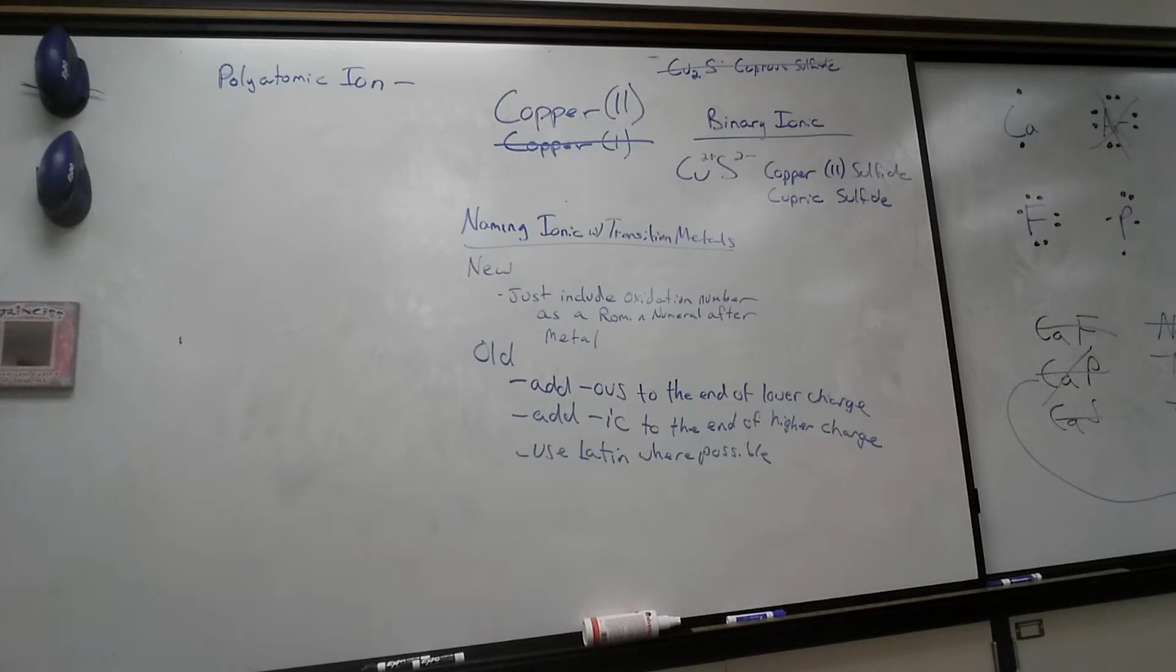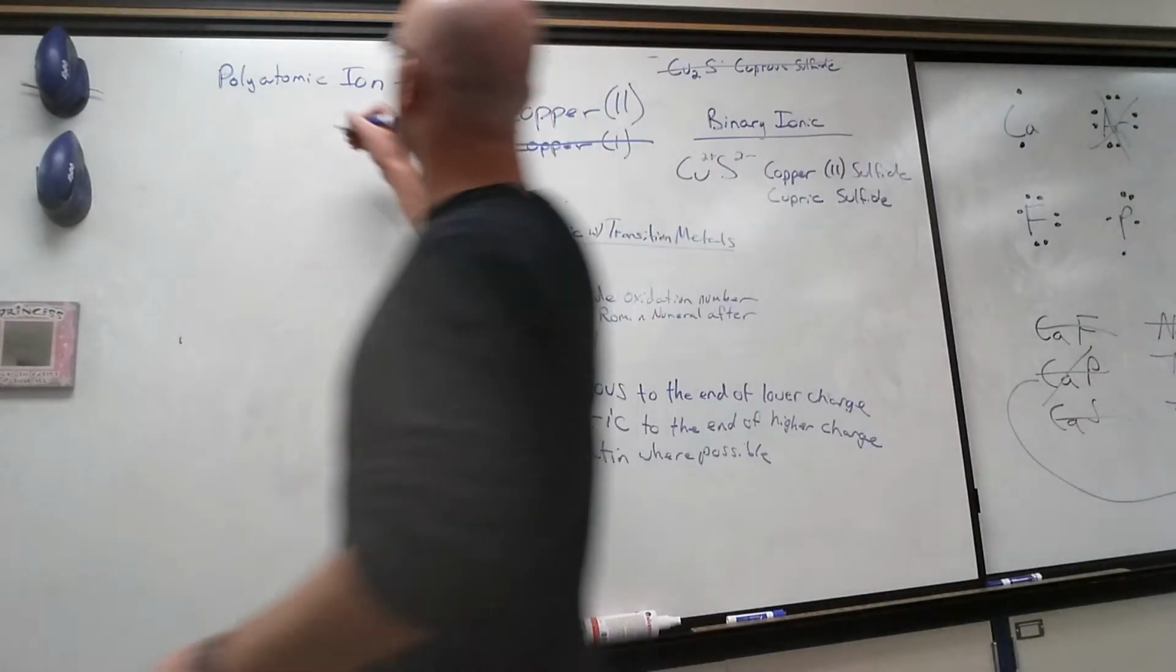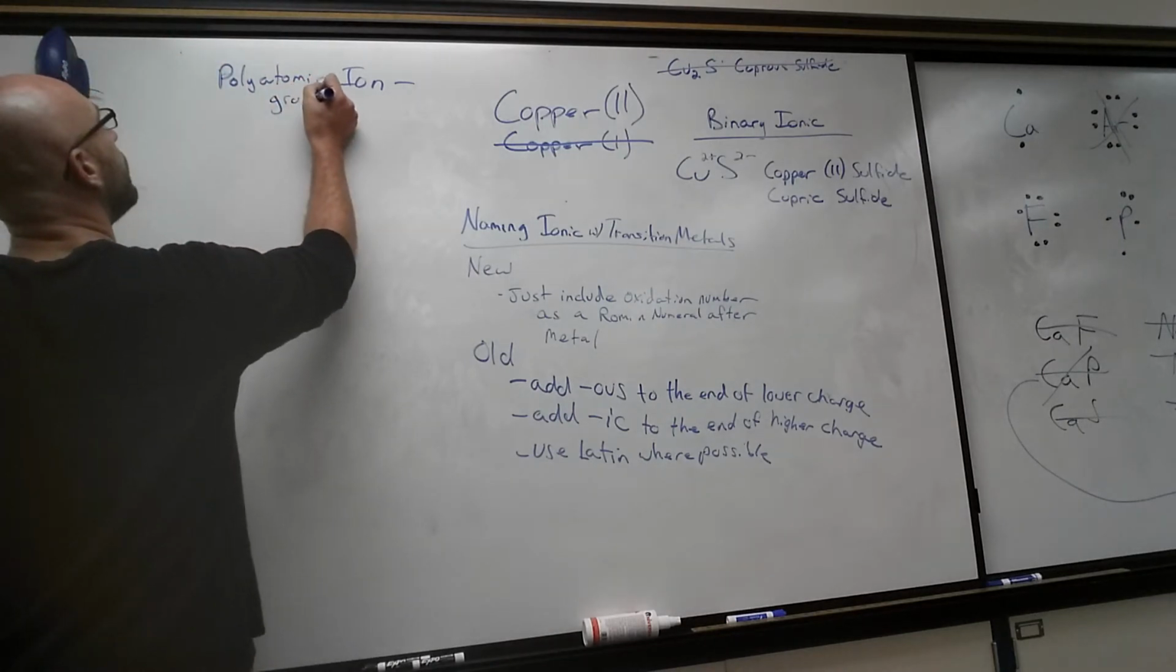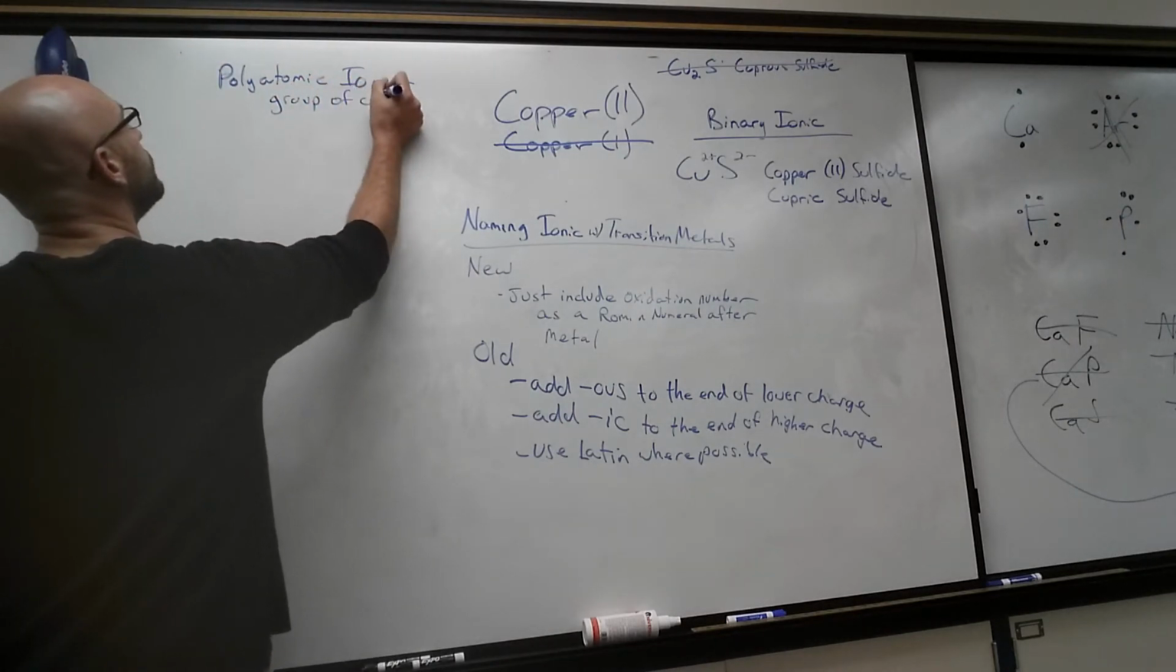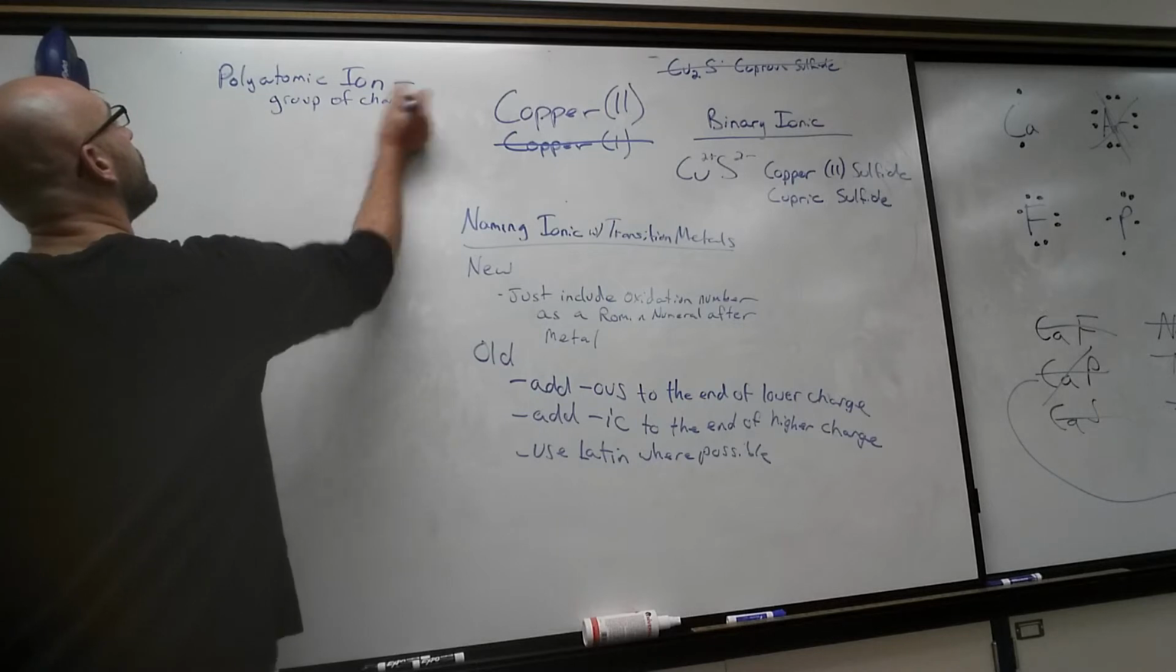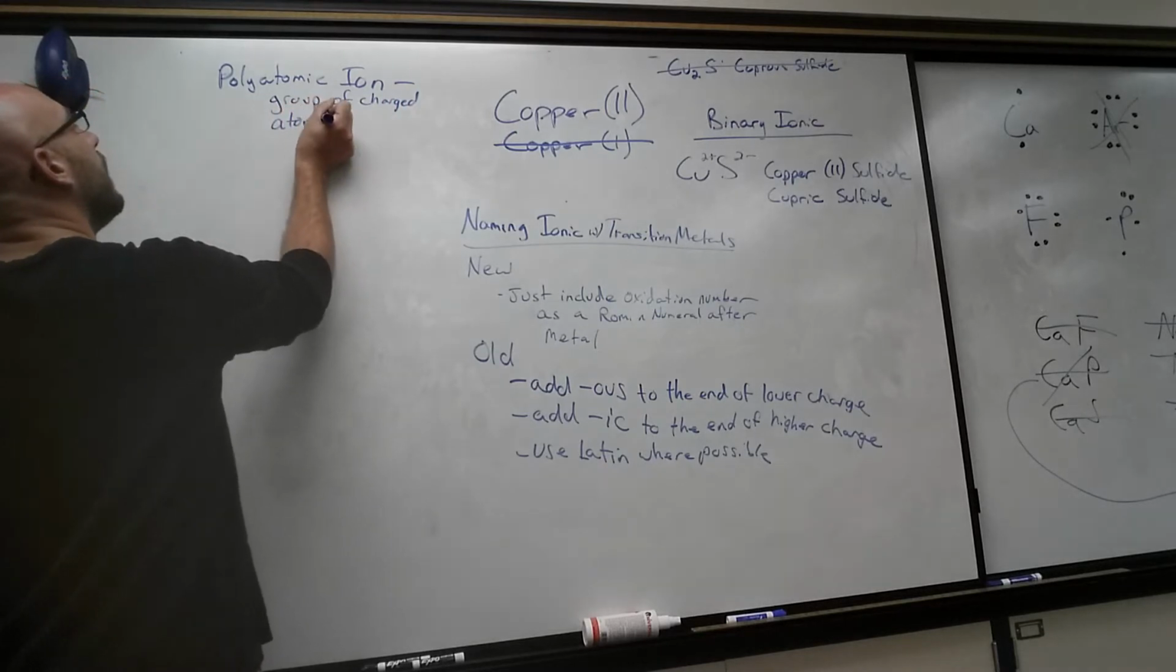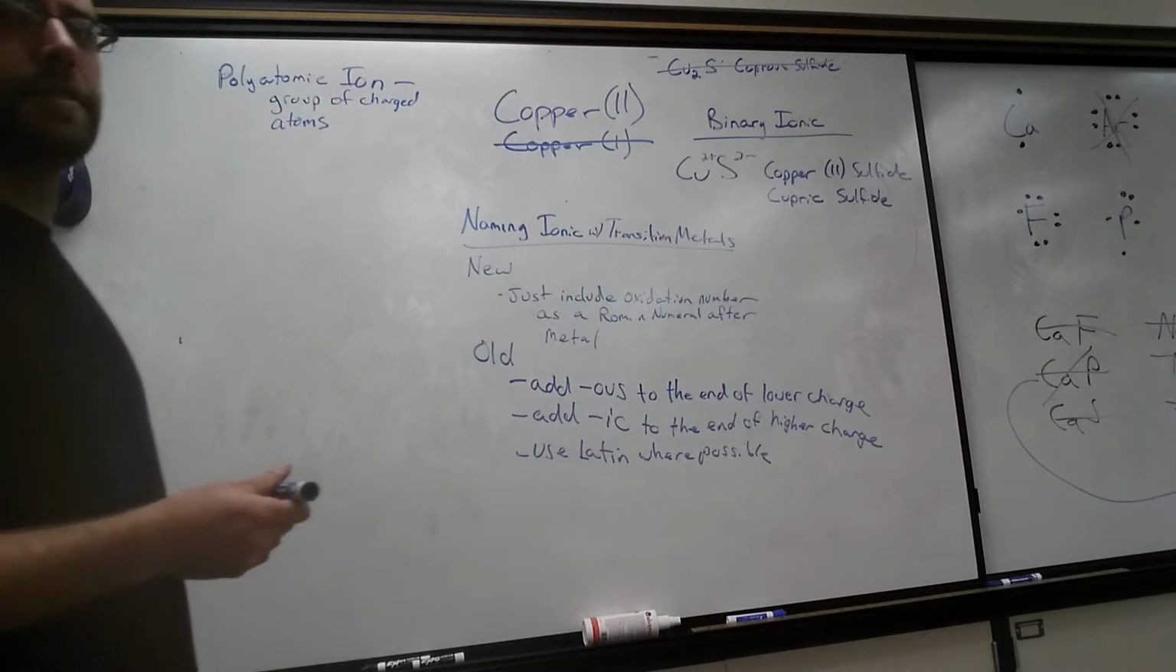More than one God, polytheist. Polymorphism, more than one form. All right, so polyatomic: more than one atom, ion, charge, right? More than one atom is charged. Polyatomic ion. This is a group of charged atoms.